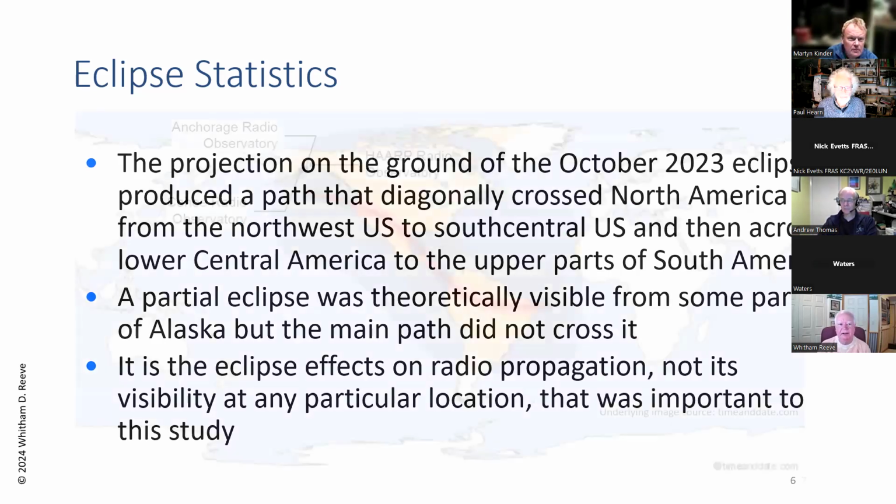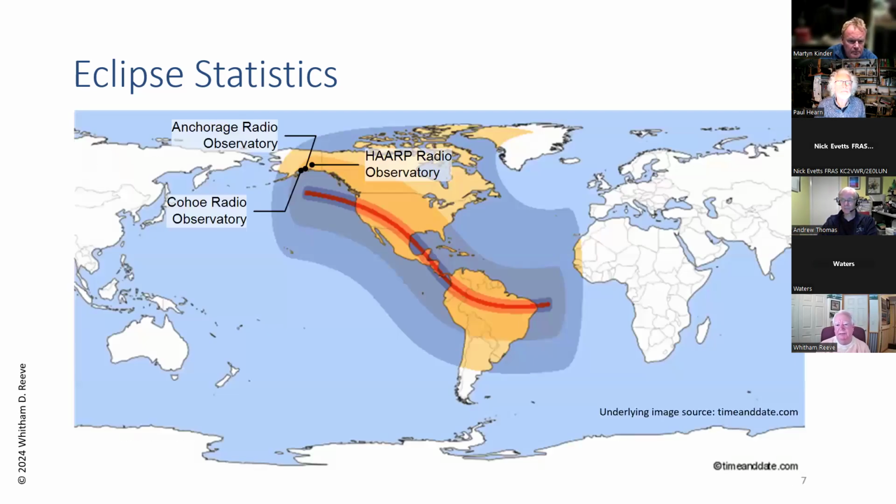So this shows where my observatories are with respect to where the eclipse was. This red band that you see in the middle here is the actual eclipse path. And then progressively, the area that's shown here would be a partial eclipse seen by observers on the ground.